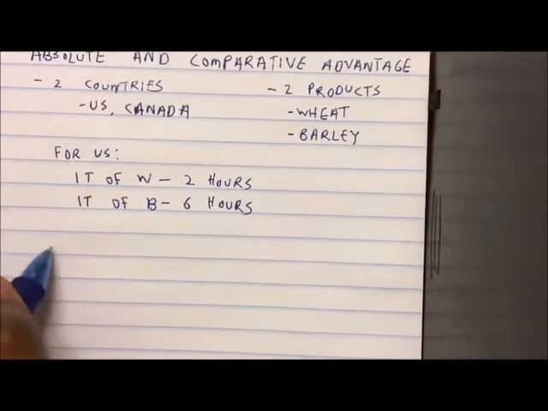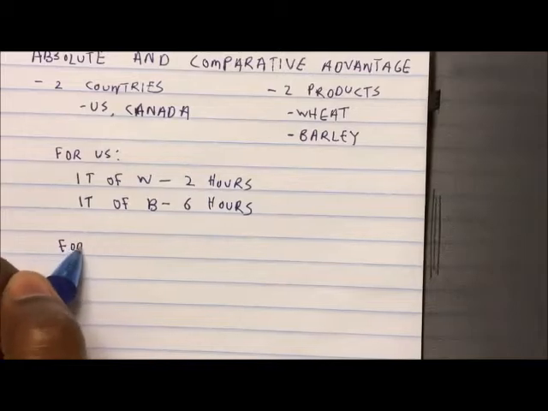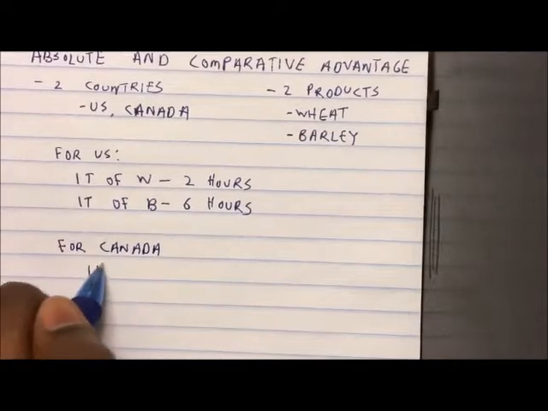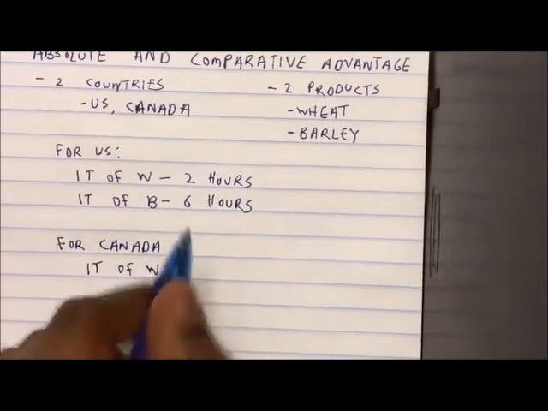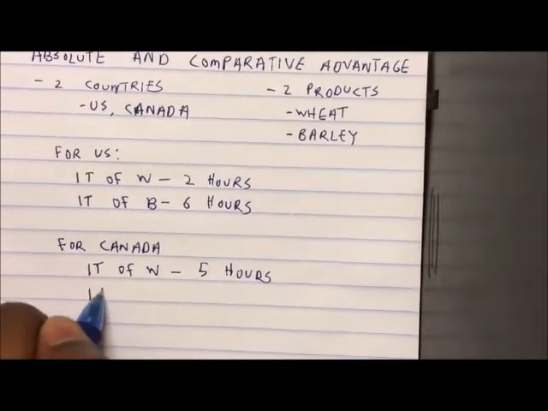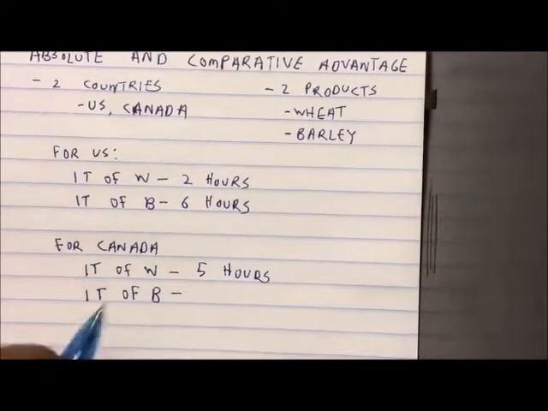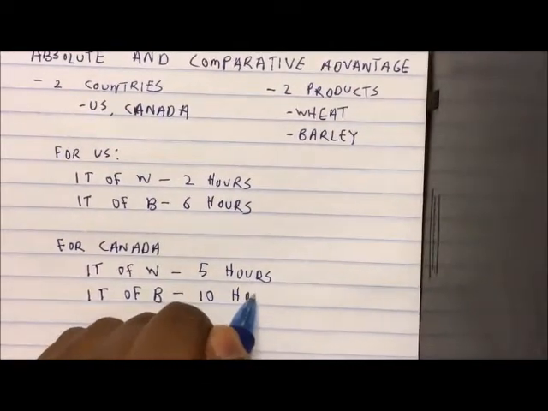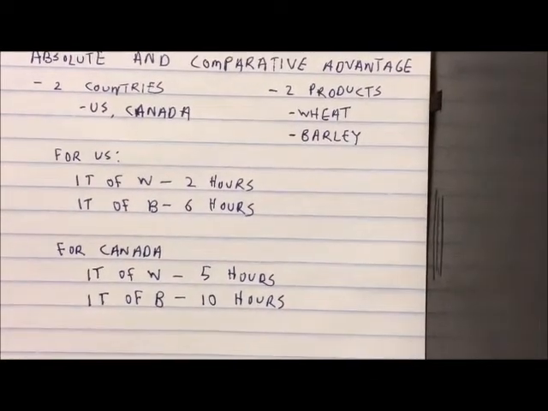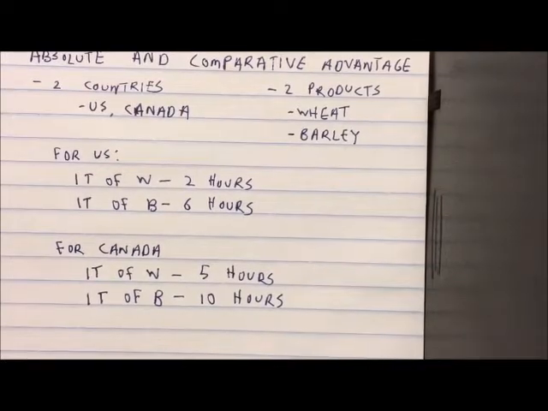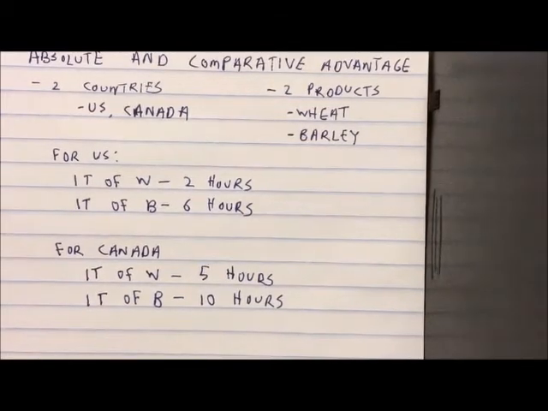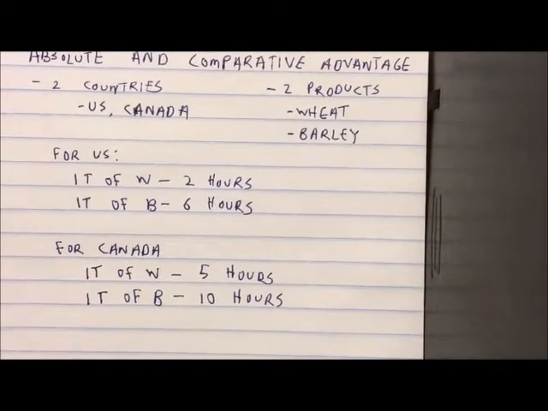Okay? Now let's say for Canada, 1 ton of wheat requires 5 hours to produce, and 1 ton of barley, where B is for barley, requires 10 hours to produce. Now we want to know which country has an absolute advantage in the production of wheat and the absolute advantage in the production of barley, and we also want to know which country has a comparative advantage in the production of wheat and barley. So in this case, let's look at the US first.